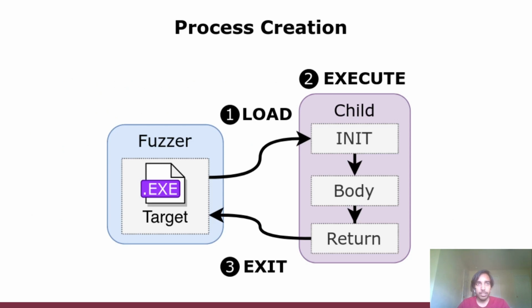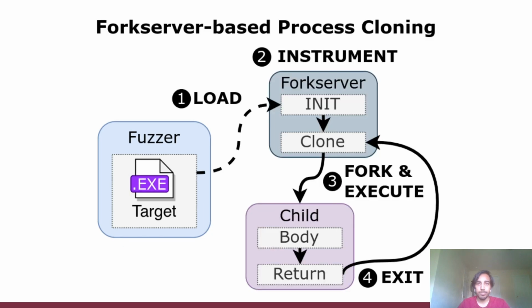So first, we look at three different ways in which a fuzzer can execute a target. The first technique is process creation, in which the fuzzer creates a new process for every test case or every input that it tests, and this process is repeated. The second is fork server-based process cloning, in which the fuzzer creates a target process and stops it after the initialization. And this stopped but initialized process is cloned every time for a new test case, which is executed with the test case, and the fork server is cloned again and again.